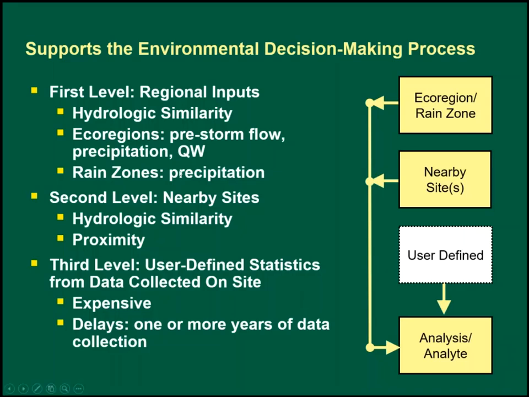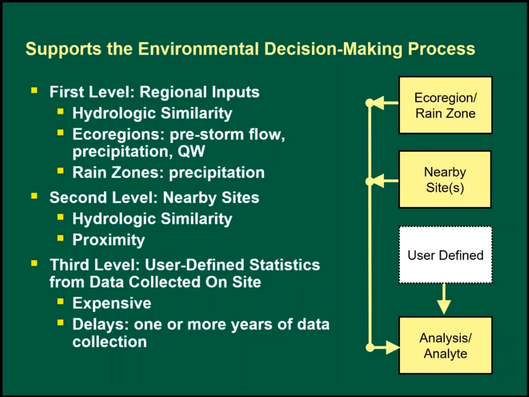The next level is a second level analysis. If you use nearby sites in SELDM, those are also very quick estimates. You could also use statistics from nearby sites that you get from outside SELDM, which might take a little longer. Again, we're assuming hydrologic similarity, that the hydrology of this nearby site is much like the hydrology of the site of interest. And in this case, with the second level analysis, we're looking at proximity. So we're saying because there are other basins nearby, it's probably very similar.